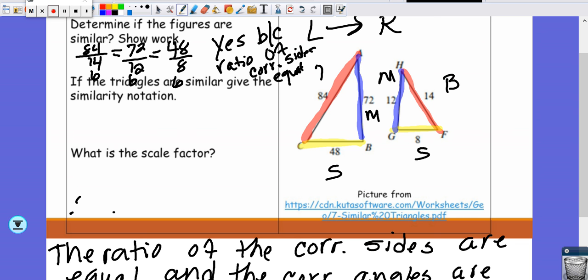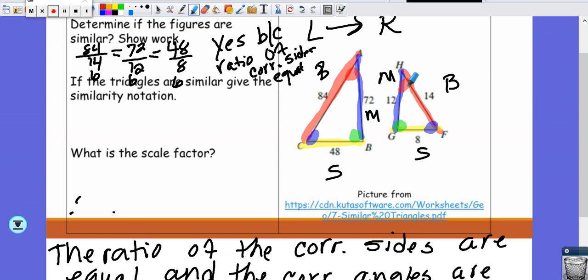So therefore we can assume that, guess what, this angle right here is the same as that angle, because the definition said corresponding angles also equal. So the angle in this position equals the angle in that position, and the angle in this position equals the angle in that position. So I can say those angles are equal since I found that the ratio of the corresponding sides are all equal.